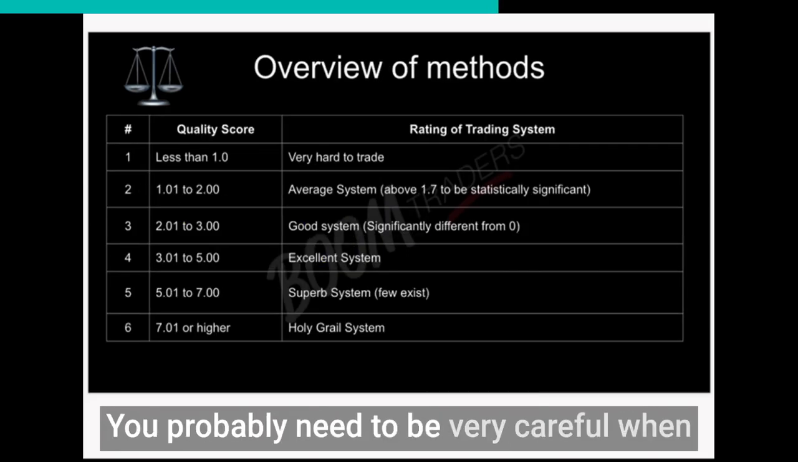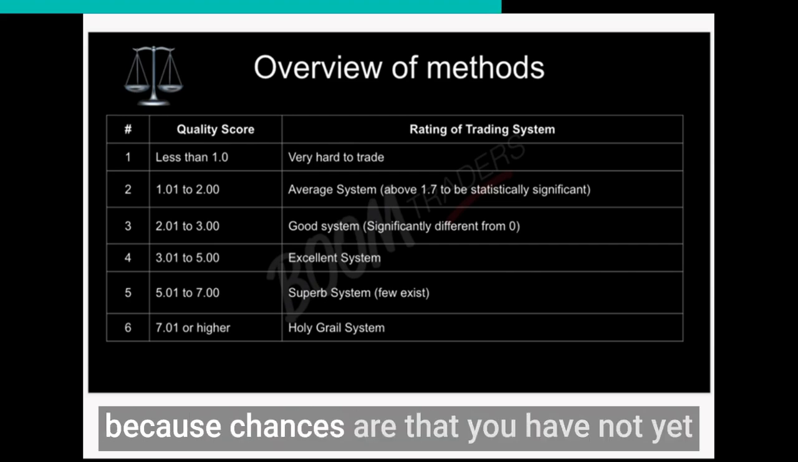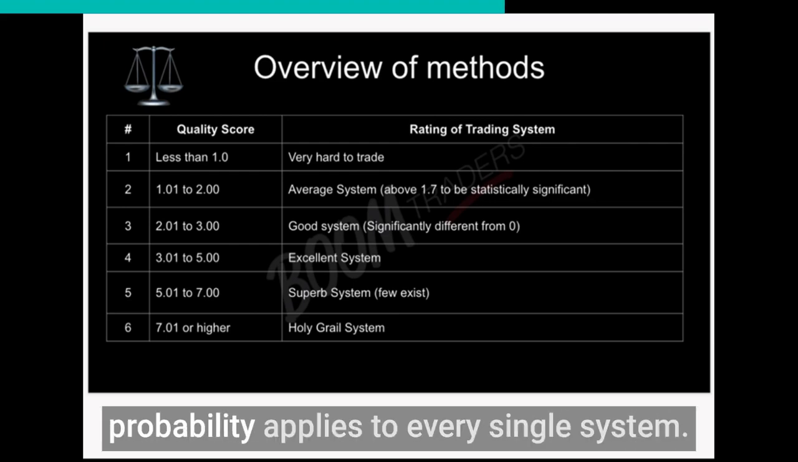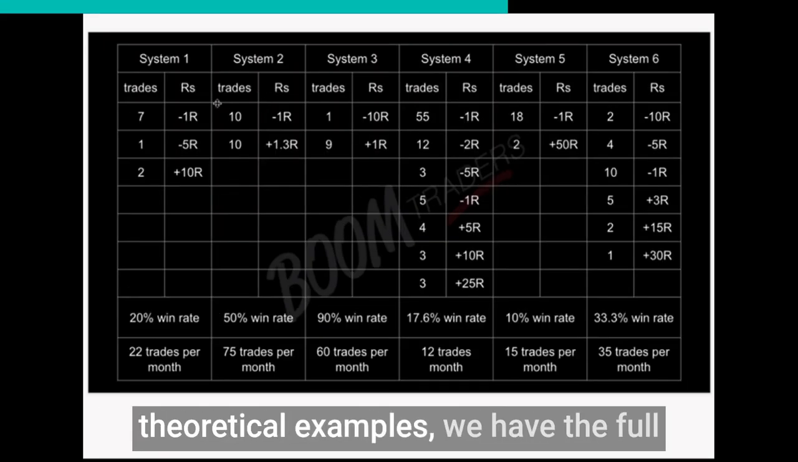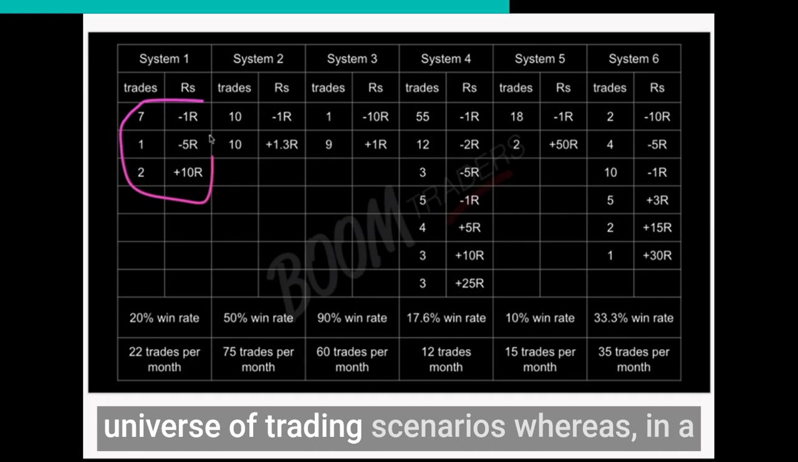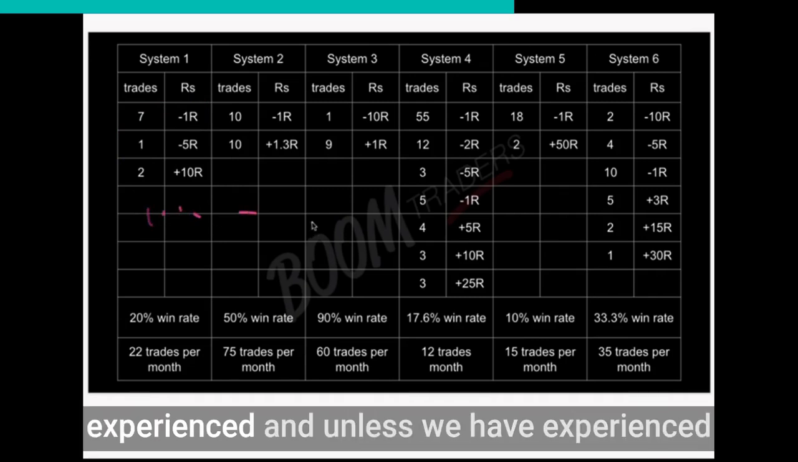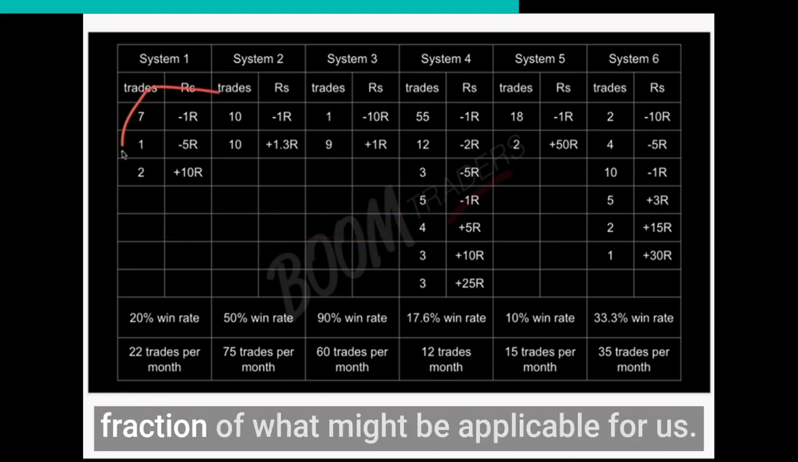Here, you need to be very careful when you're trading highly ranked systems. This is because chances are that you have not yet seen your worst case scenario, although that probability applies to every single system. The difference here is that in these theoretical examples, we have the full universe of trading scenarios, whereas in a real life trading system, this is not the case. We would only have what we have experienced, and unless we have experienced something over long periods of time in various markets, we would only have a fraction of what might be applicable for us.